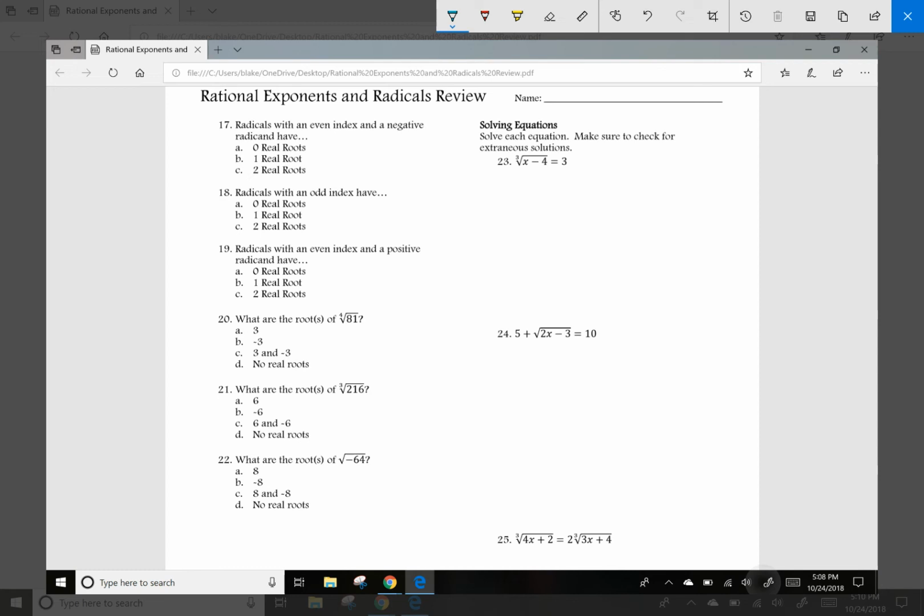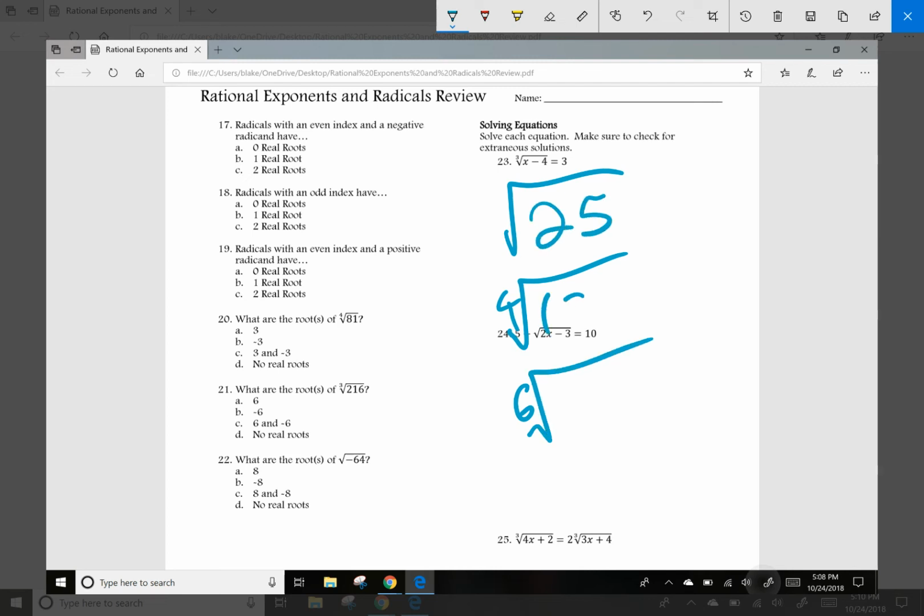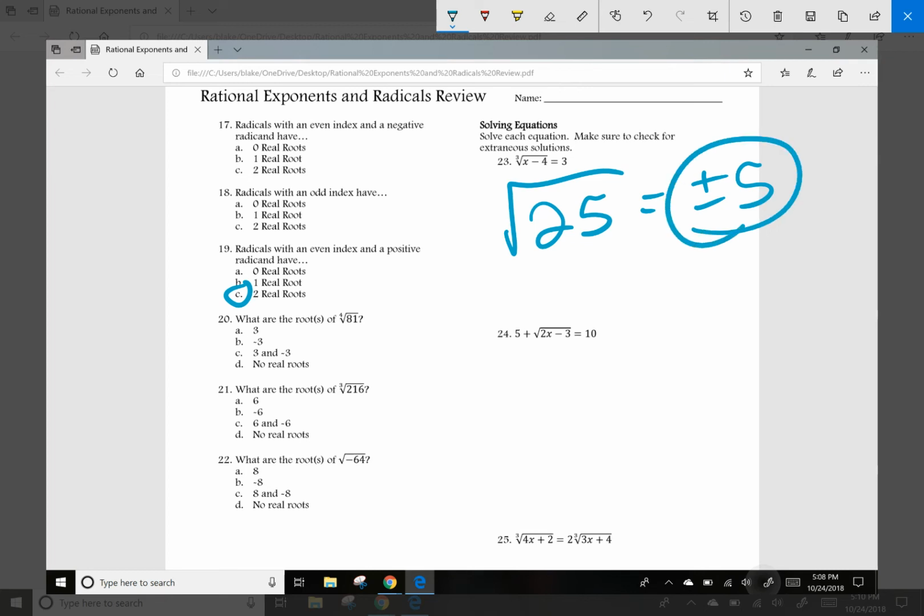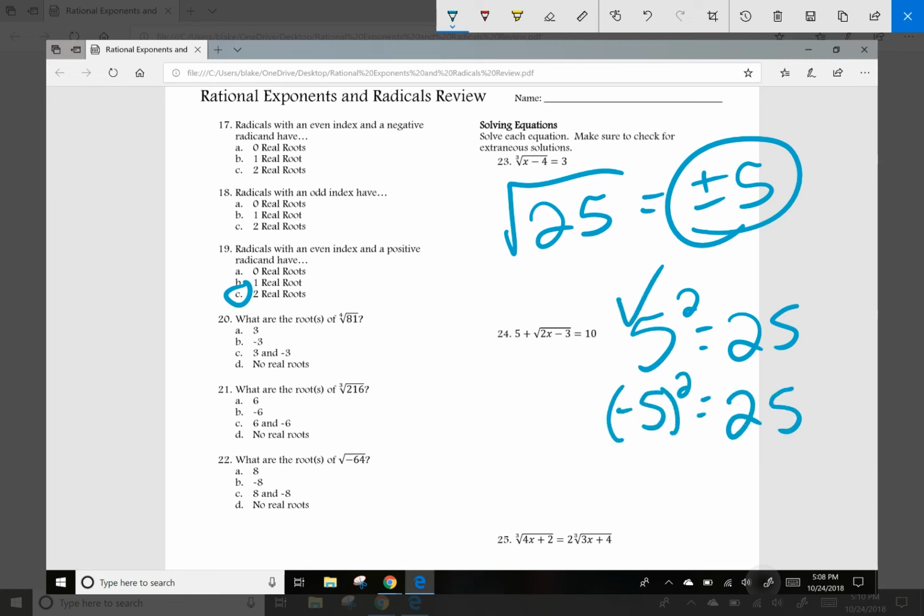Number 19, radicals with an even index. So again, back to square roots, fourth roots, sixth roots, whatever. And a positive radicand, so any positive number on the inside, those have 2 real roots. For example, the square root of 25 is both positive and negative 5, because 5 to the second power is 25, but negative 5 to the second power is also 25. So there are 2 answers that fit in that problem. So it has 2 roots. So even index and negative has 0 real roots, odd index has 1, and even index and positive has 2.